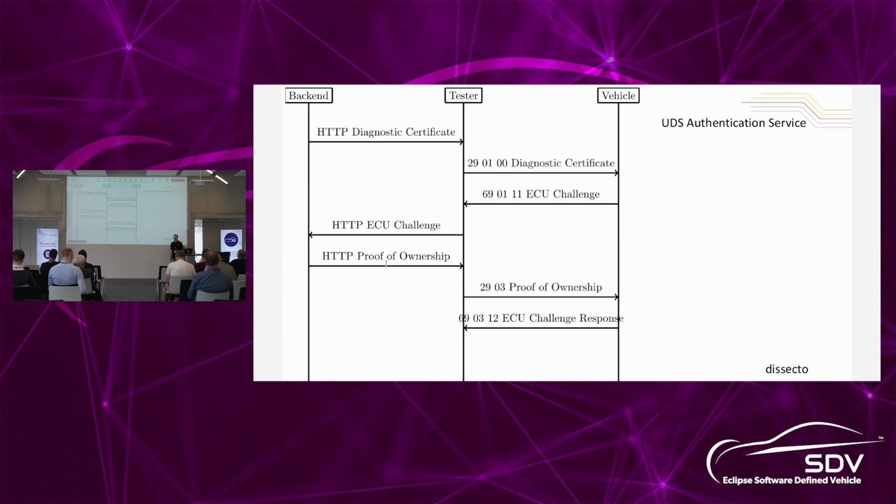Previously, seed-key algorithms were used. So we ask the ECU, hey, I want to authenticate, give us a seed. We get a random number, then we need to do magic with the random number and send it back. It was way easier for the ECU to check this kind of authentication because it just needs to calculate one value from a random number and see if the two values match.